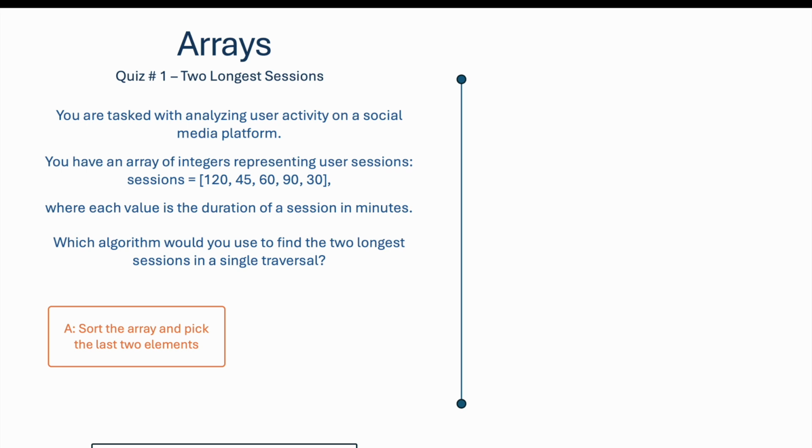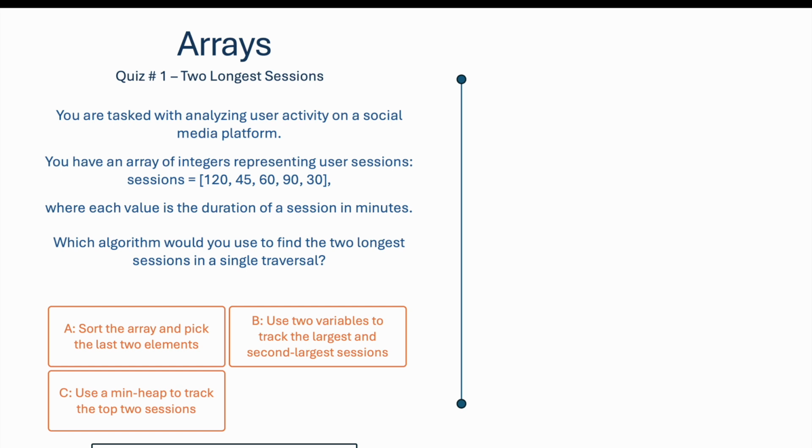A. Sort the array and pick the last 2 elements. B. Use 2 variables to track the largest and second largest sessions. C. Use a min heap to track the top 2 sessions. Or D. Traverse the array twice to find the 2 largest values. I'll give you 10 seconds to think about it. You may pause the video if you need more time.